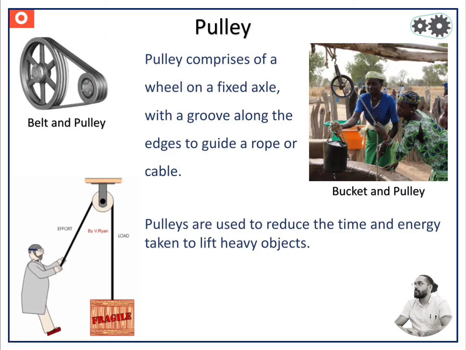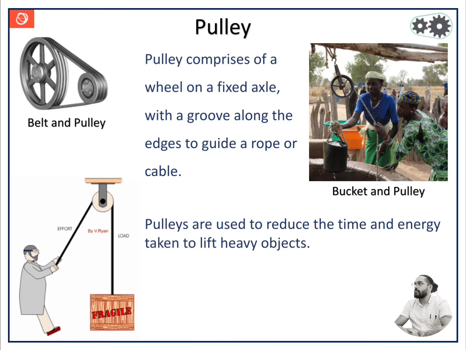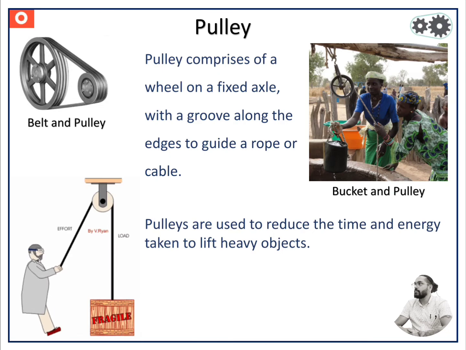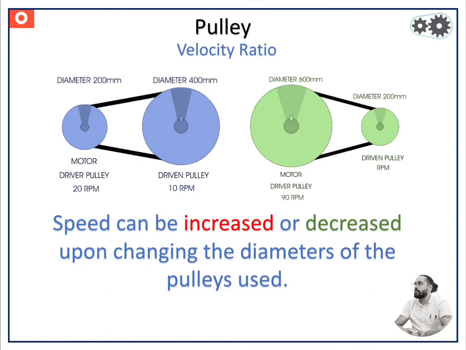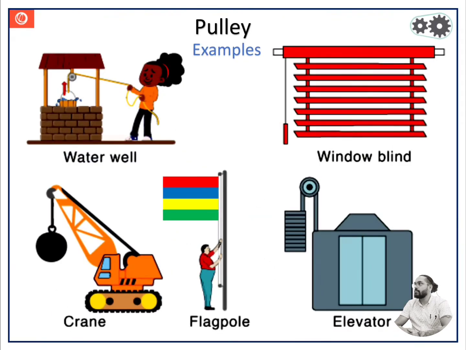A pulley comprises a wheel on a fixed axle with a groove along the edges to guide a rope or cable. Pulleys are used to reduce the time and energy taken to lift heavy objects. So when we talk about pulley, we have to mention velocity ratio. So speed can be increased or decreased upon changing the diameters of the pulleys used. Examples of pulleys are as follows. We have water well, we have window blinds, we have the crane, the flagpole or even the elevator.